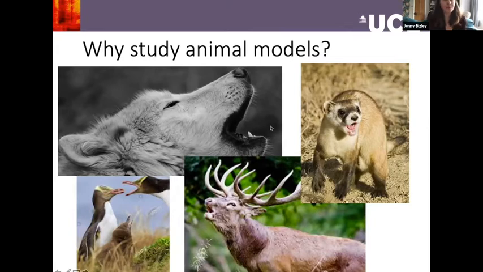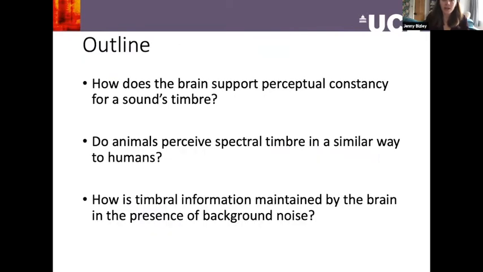So I'm going to talk today about what we've learned about how the ferret, which is the animal model we use, processes sound timbre, and try to convince you that ferrets at least are quite a good model for how humans process sound timbre, and that a lot of the mechanisms we use are probably quite strongly evolutionarily conserved. Okay, so the outline for today is a talk in three parts.